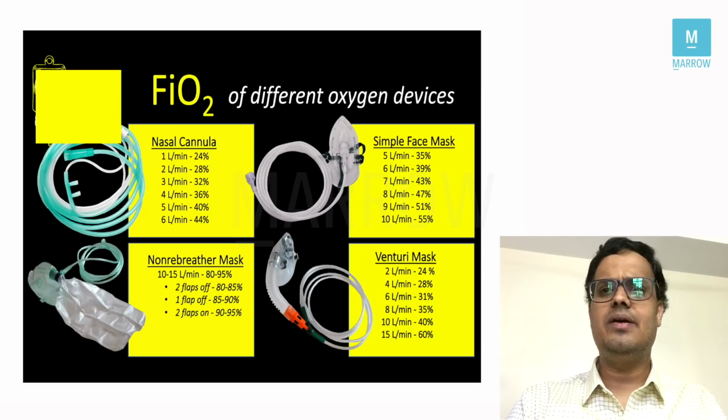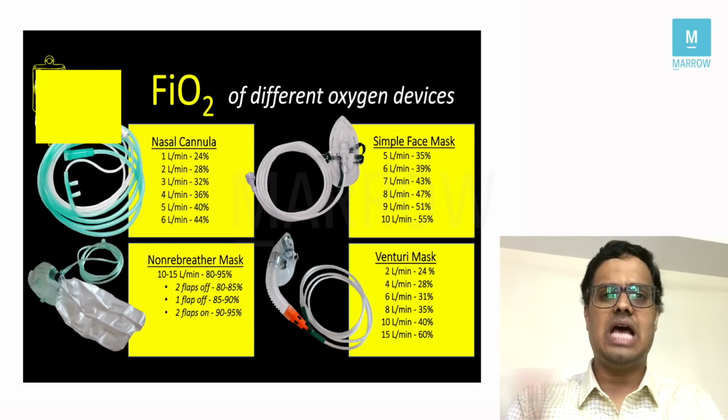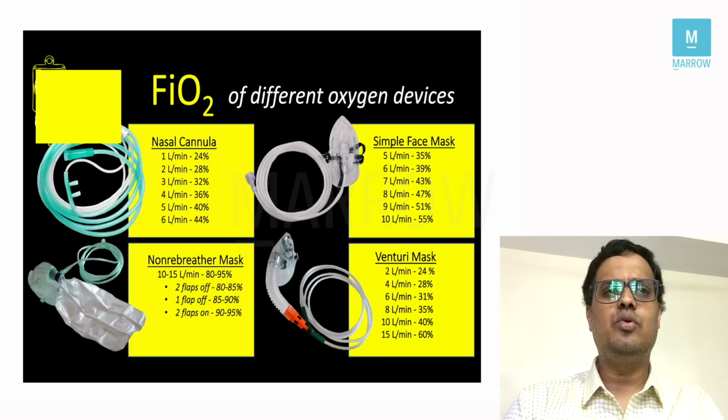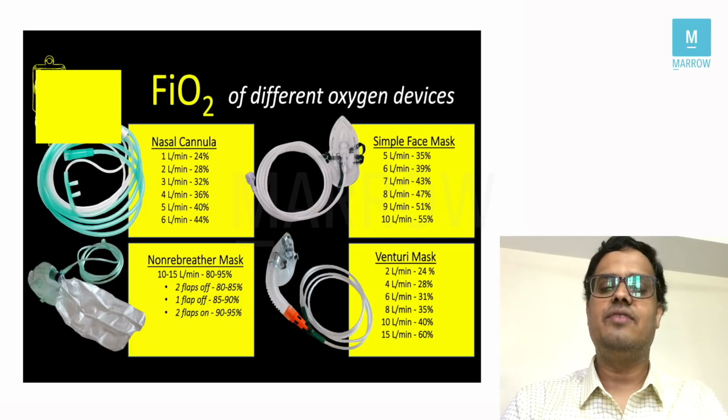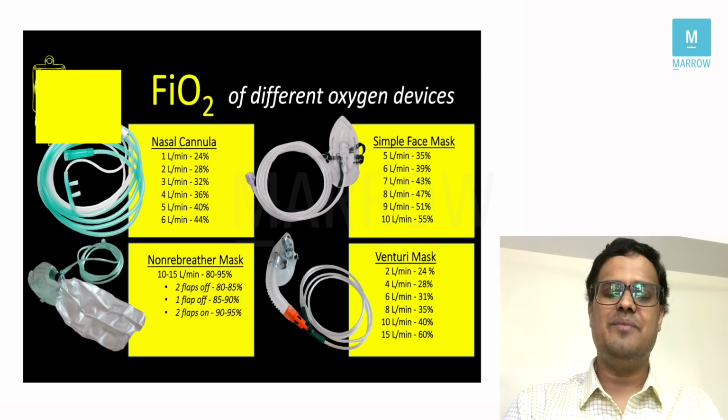Maximally, don't concentrate on the numbers, they are approximate values. So it can improve up to 35 to 55%. The third one is the non-rebreather mask. This is very, very important.